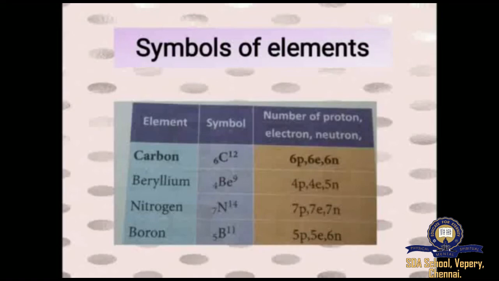The next is boron. The symbol for boron is capital B, and it is written as shown here. It has 5 as the atomic number and 11 as the mass number, and it consists of 5 protons, 5 electrons and 6 neutrons.